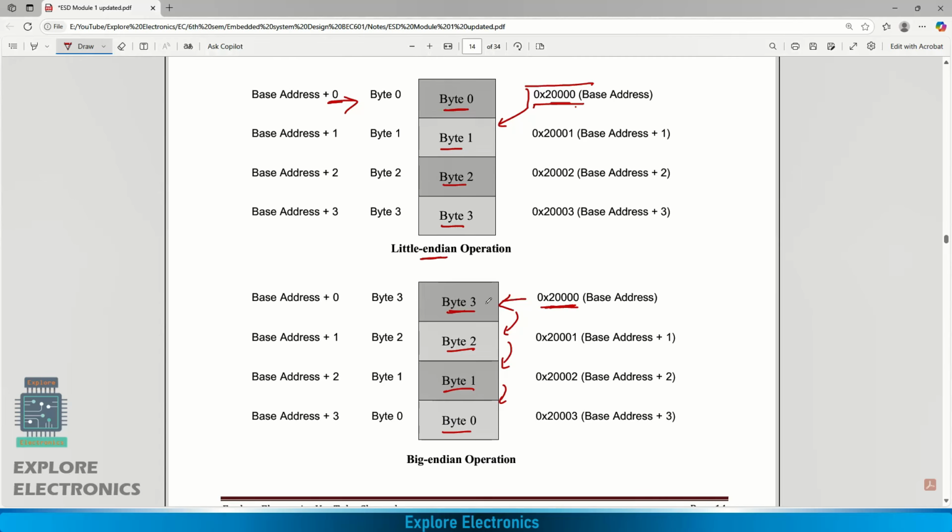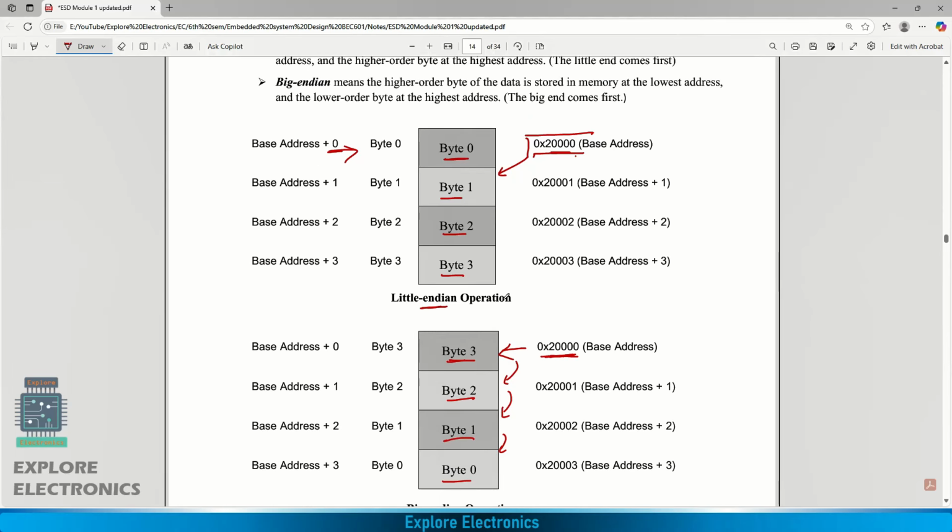Big-endian takes byte 3 as the base, then incrementing goes to byte 2, byte 1 and byte 0 in the storage. Little-endian operation will take byte 0 as the base, and as you increase it will go to byte 1, byte 2, byte 3. That is how it is.